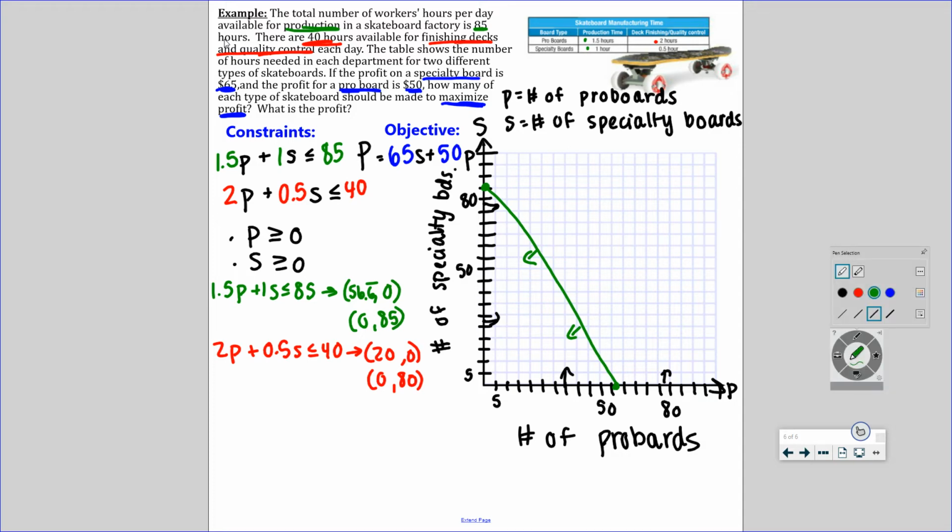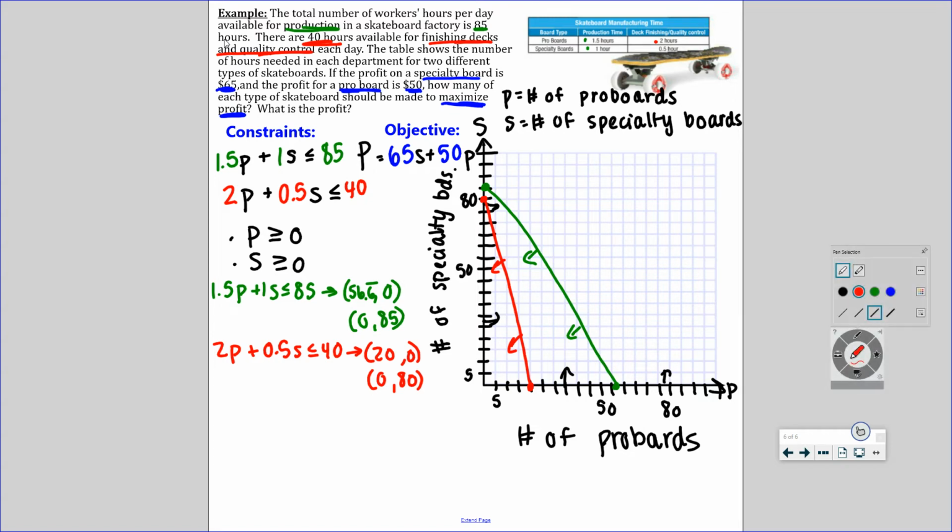Now our second constraint has an x-intercept of 20, 5, 10, 15, 20, and a y-intercept of 80. All right, now this one is also less than or equal to 40, so I would be below this one. So now this just sectioned off even more of my feasible region.